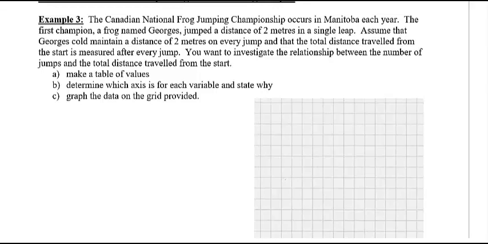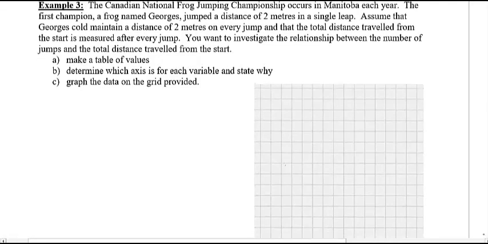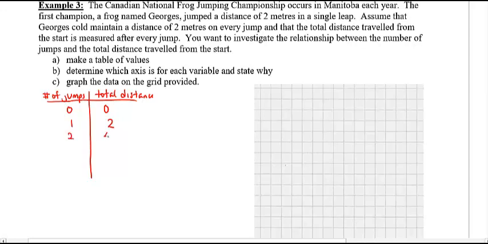Assuming that yours could maintain a distance of 2 meters on every jump, and that the total distance traveled from the start is measured after every jump, I want you to investigate the relationship between the number of jumps and the total distance that he traveled from the start. So if I ask you to make a table of values, what am I actually trying to graph out here? Well, I'm saying give the relationship between the number of jumps with the total distance. 0 jumps, of course, no distance. 1 jump, 2 meters. 2 jumps, 4, 3, 6, 4, 8, 5, 10. You're like, easy. Fair enough.